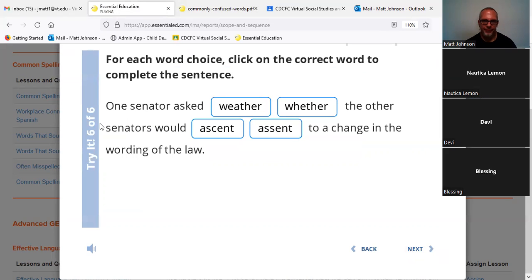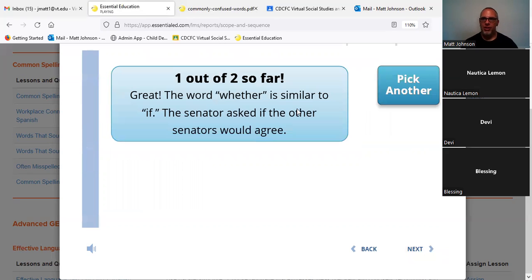Just one more sentence. For each word choice, click on the correct word to complete the sentence. So one senator asked whether the other senators would assent to a change in the wording of the law. So whether, he's asking either or, right? Not about the climate outside, not about whether it's raining or not. So W-H-E-T-H. Great. The word whether is similar to if. The senator asked if the other senators would agree. Yeah, so if this happens, those type of statements.